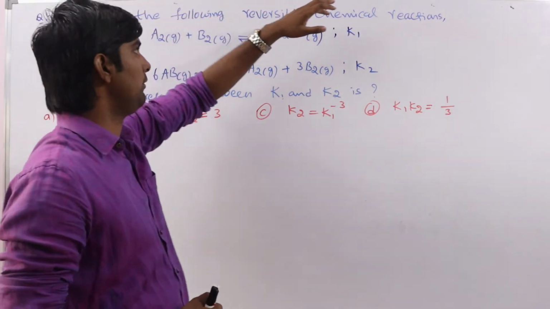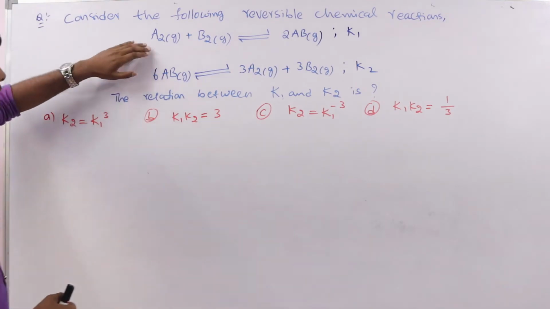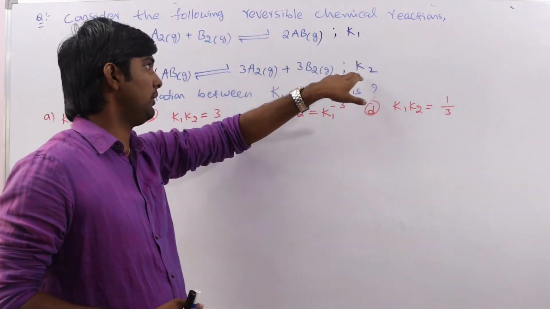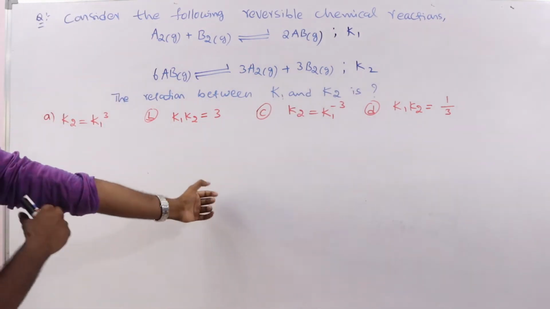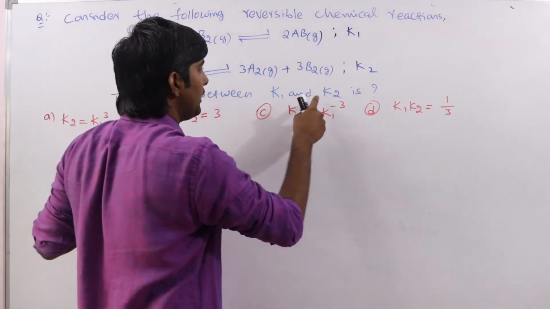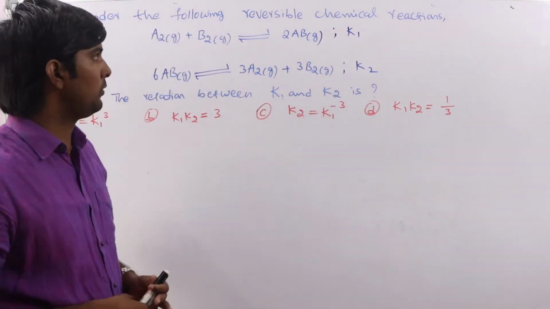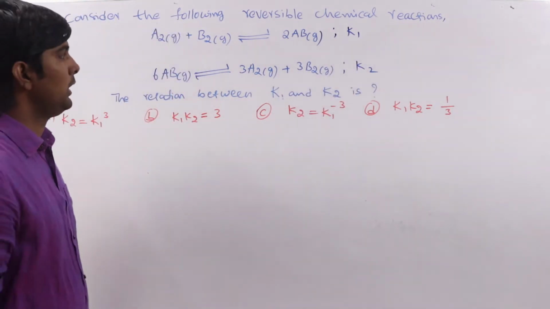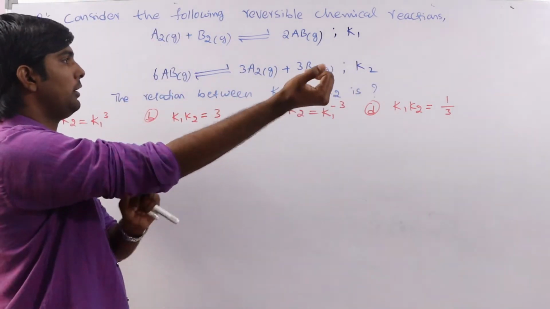Consider the following reversible chemical reactions. Two reactions are given, with equilibrium constant K1 for the first and K2 for the second. They ask us to find the relation between K1 and K2. This is also a very important model.